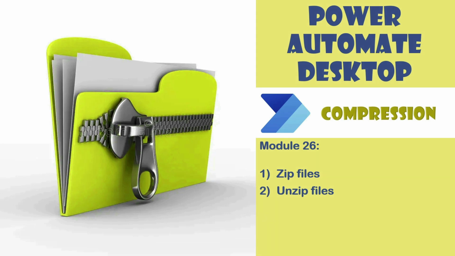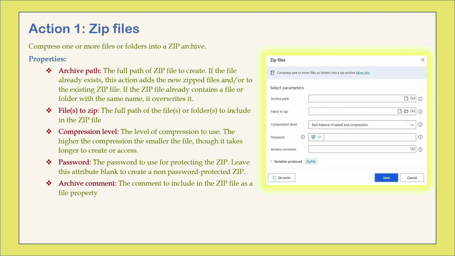Let's start with our first action, which is zip file. So basically, it helps us to compress one or more files or folders into a zip archive. It has multiple properties like archive path, files to zip, compression level, password, and archive command. I've mentioned the individual descriptions for you all to refer.